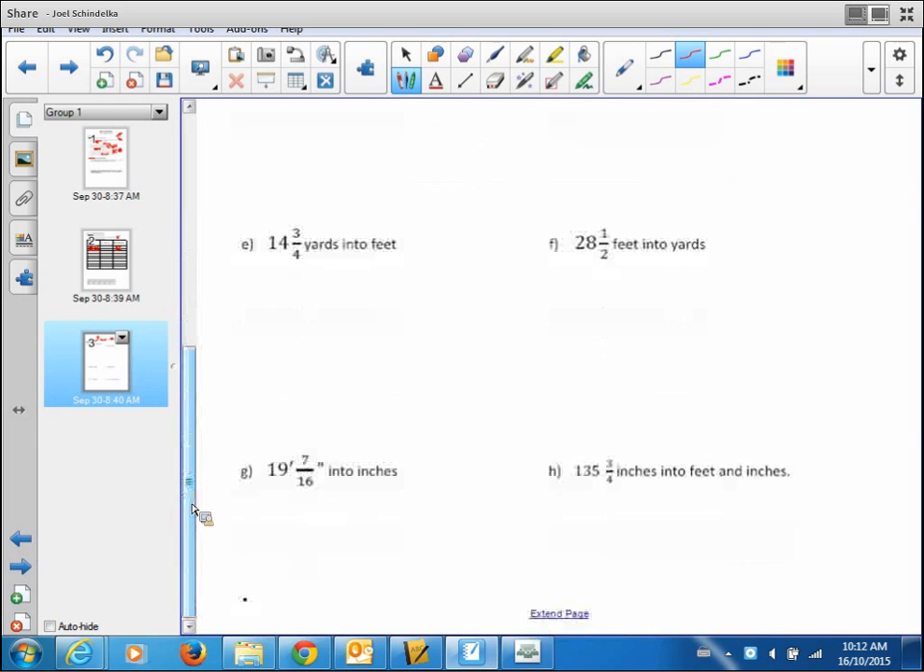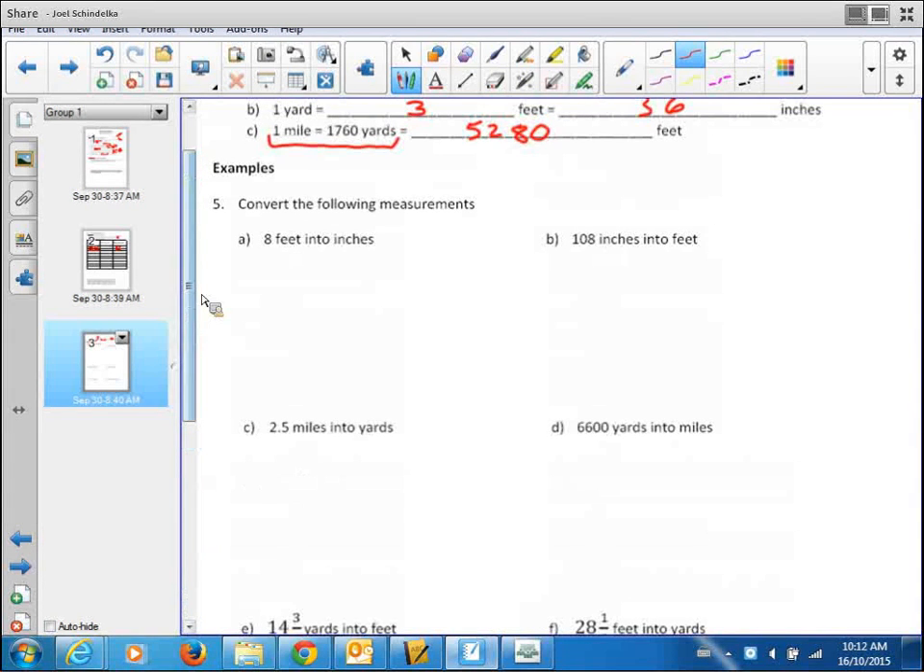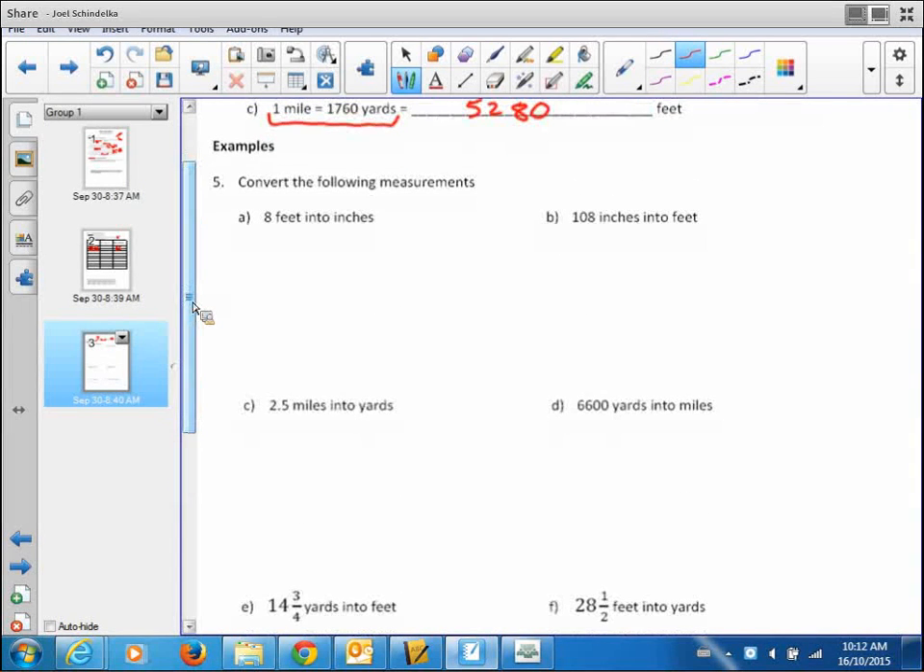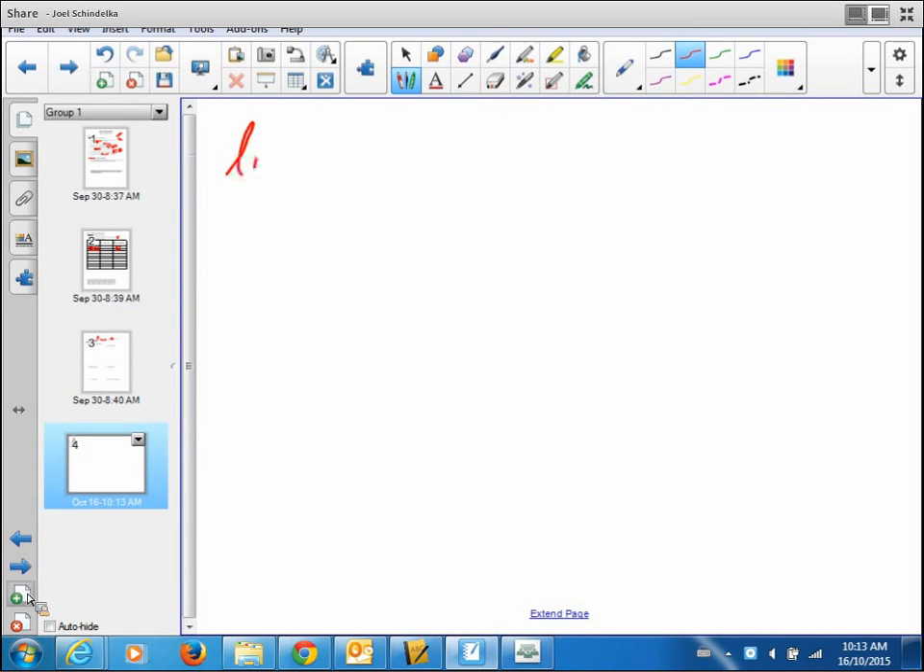Now, of these, pick one from A, B, C, or D that we're going to try. Yeah. 2.5. Okay, 2 miles into yards. Now, I'm going to do a similar problem then, and so this will be like C. Okay. Just do it on the map, like C. So, that one's decimal miles into yards.